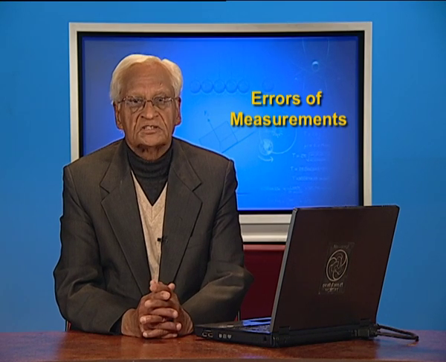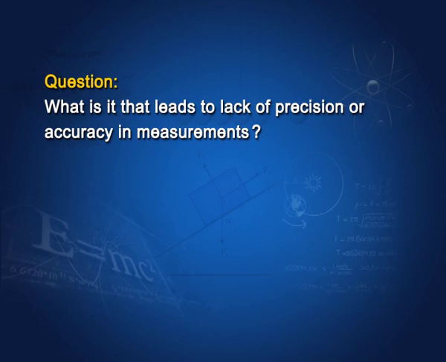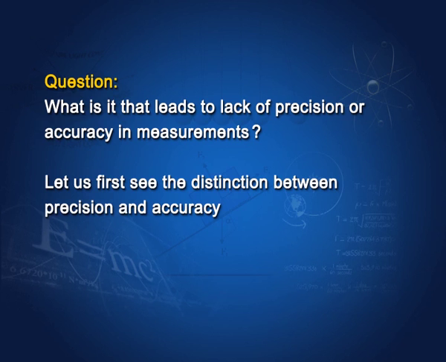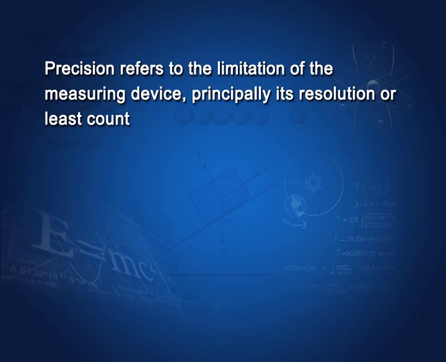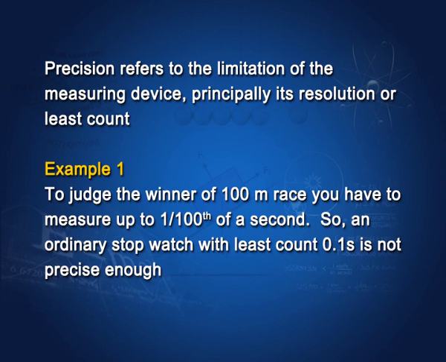So, we may ask a question: what is it that leads to lack of precision or accuracy in measurements? Let us first see the distinction between precision and accuracy. What is precision? Precision refers to the limitation of the measuring device, principally its resolution or least count. Example: to judge the winner of 100-meter race, you have to measure time to the accuracy of 1/100th of a second. So, an ordinary stopwatch with least count 0.1 second is not precise enough.